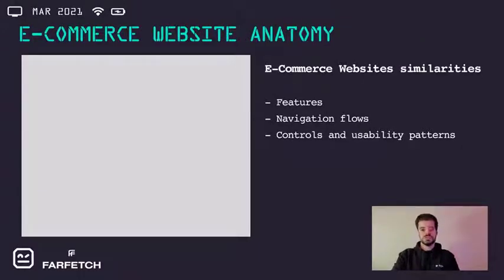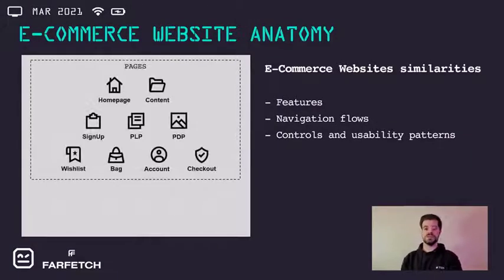Given the challenge, we started investigating the most effective way of automating e-commerce related tests. We all know what an e-commerce website looks like, right? I mean, sometimes sites from completely different companies look and behave pretty much the same way. For any of these websites, we are likely able to identify a couple of pages, such as the home page, content pages, sign up, product listing, product display, wish list, bag, account, checkout, among others.